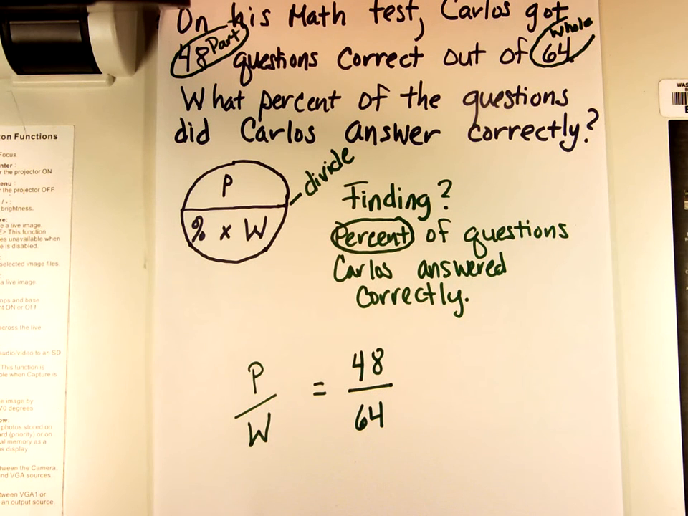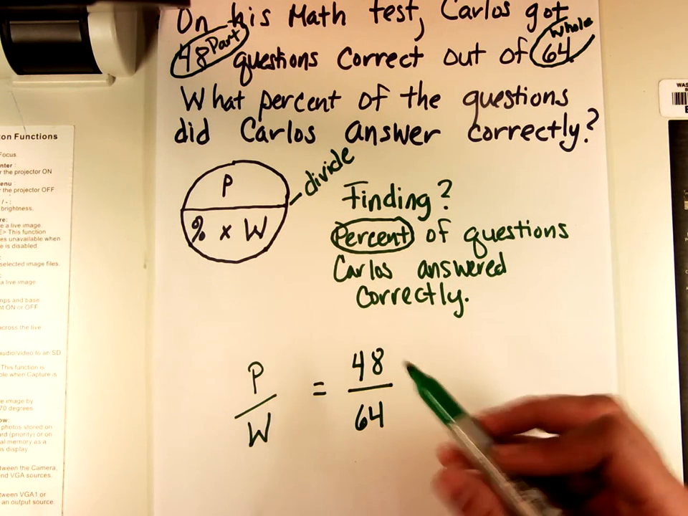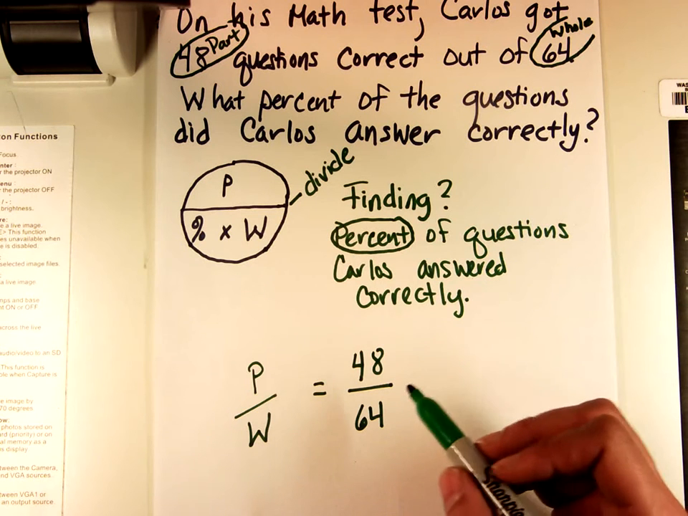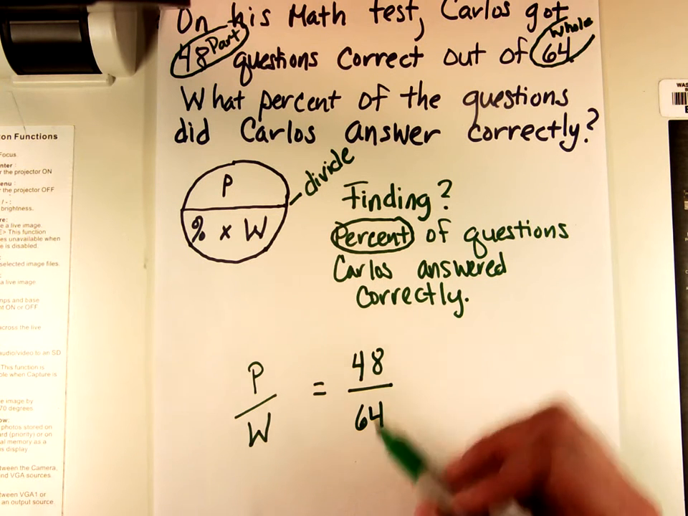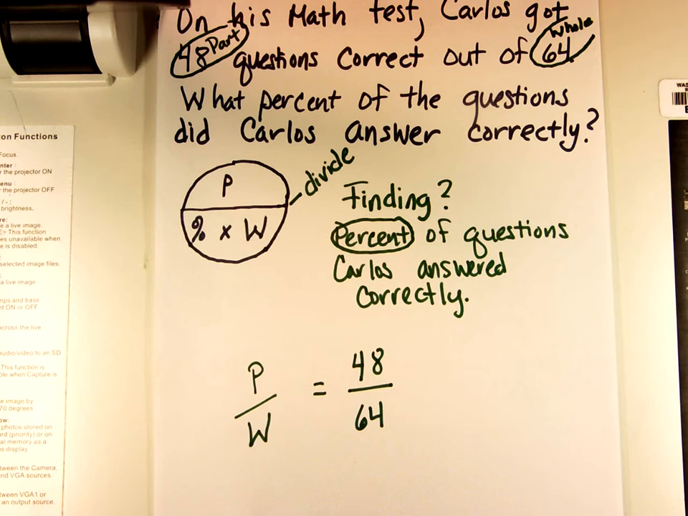If I think in terms of percentages, this is where Christy tells us we need to estimate the answer. 48 is more than 50% of 64. So I think my answer is going to be more than 50%. I would guess that my answer is going to be somewhere between 60 and 80%. Let's see if we get right in there.